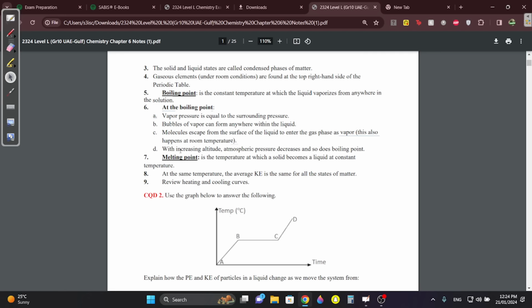With increasing altitude, atmospheric pressure decreases and so does boiling point. I remember the question that came in the AMS. They gave the altitude, they gave boxes here, box here, box here, and they would ask you to fill in the boiling points. Like here it would be 100, here it would be like 97, here it would be 94, here it would be 89, something like this. A question like this came, I remember.